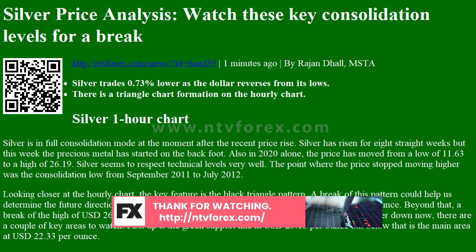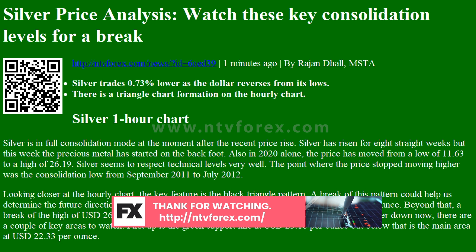Looking closer at the hourly chart, the key feature is the black triangle pattern. A break of this pattern could help us determine the future direction of the metal. On the top side, the next resistance is at $25 per ounce. Beyond that, a break of the high of $26.20 per ounce could mean that the bull trend is back on.